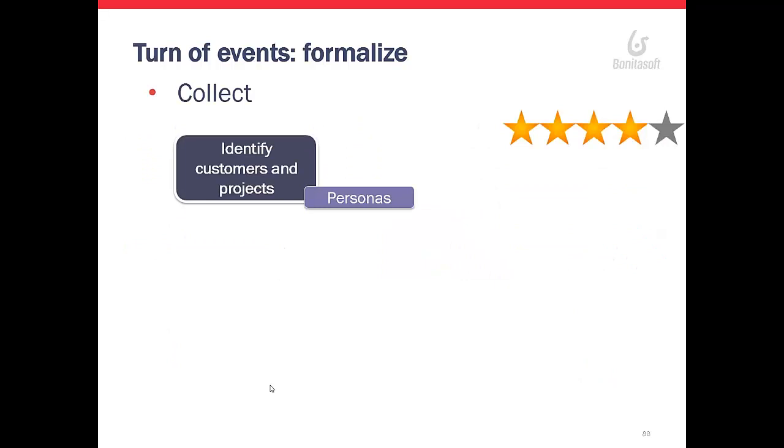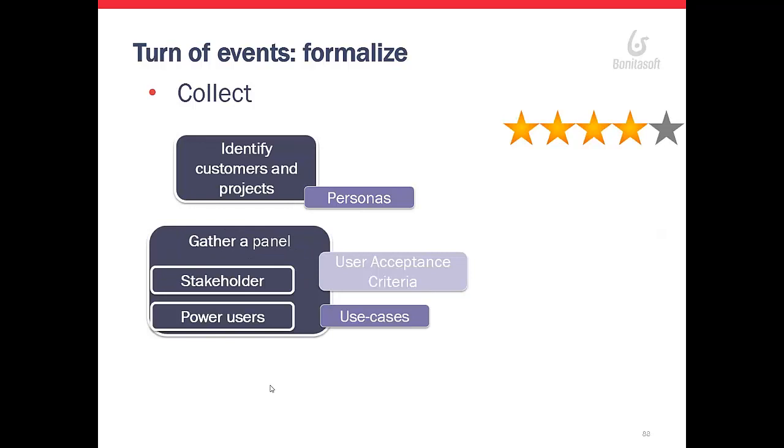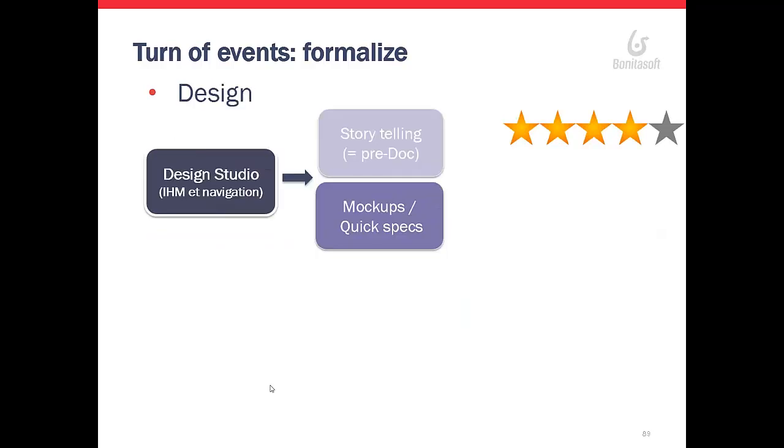So now we're doing pretty good on the collection. We know our personas, we identify customers and projects, then we gather a panel of users that will follow us all through the design and the development of the feature. Then we run some agile methodology called Design Studio, where we manage to create the mock-ups. And also the storytelling means we really tell a story of our personas using the feature from beginning to end. And this helps with the documentations we have to write eventually.